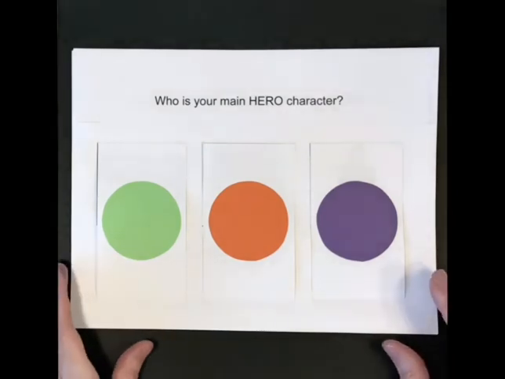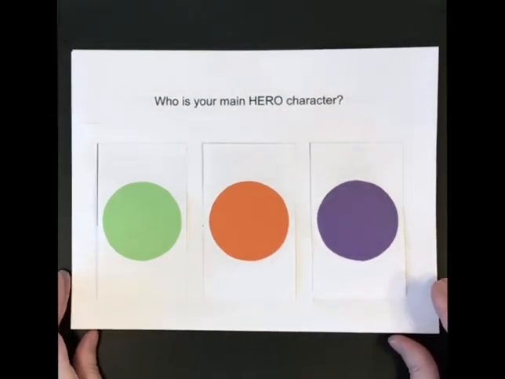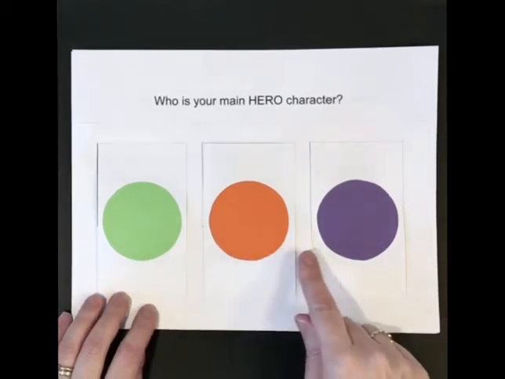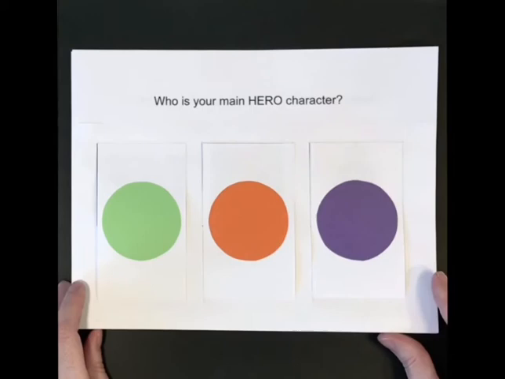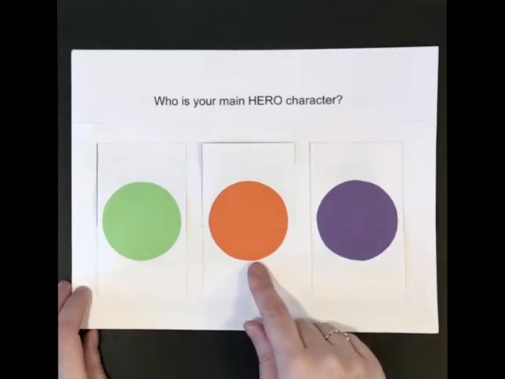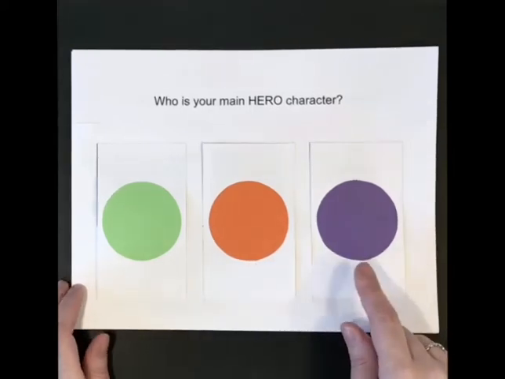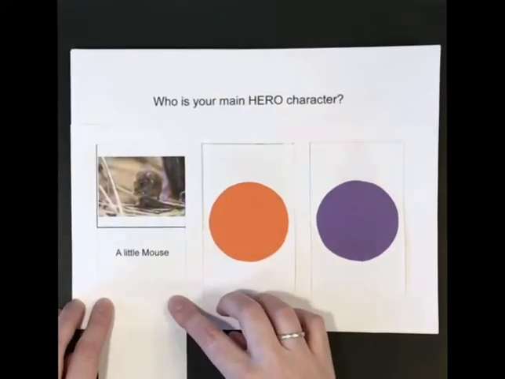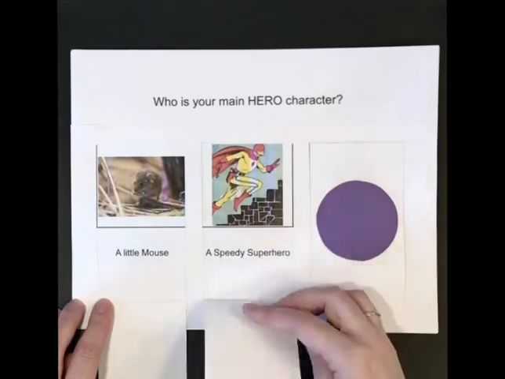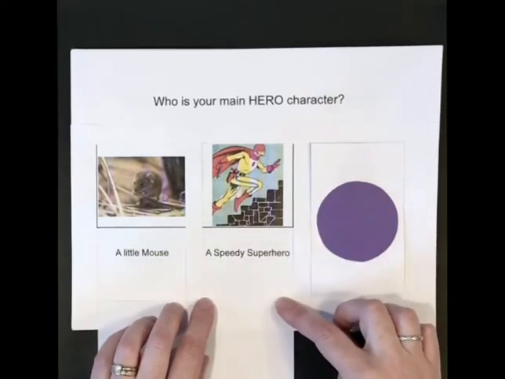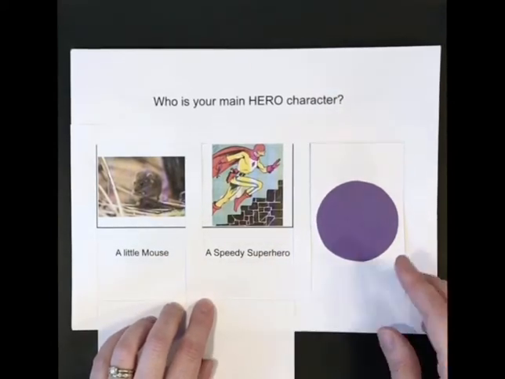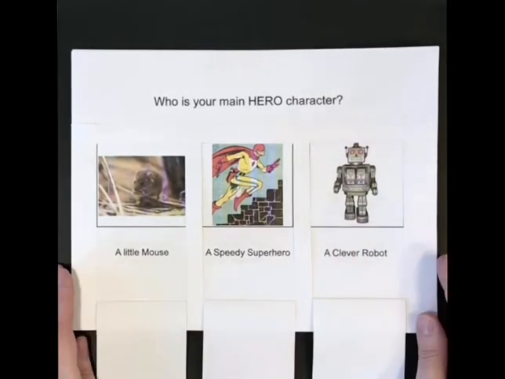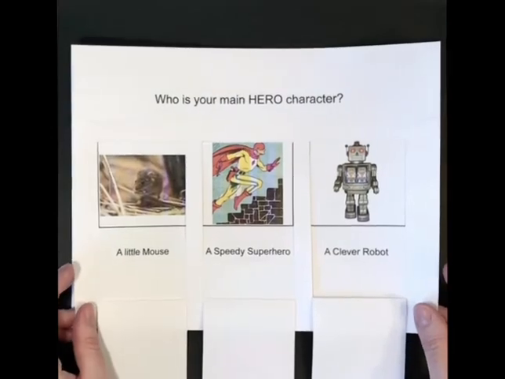The next choice you have to make is, who is going to be your main hero character? Here we have the 3 secondary colors from the color wheel. They are green, orange, and violet. If you chose green, your character is a little mouse. If you chose orange, your character is a speedy superhero. If you chose violet, your character is a clever robot. You get to design how these characters look.